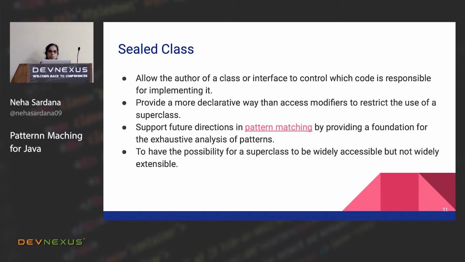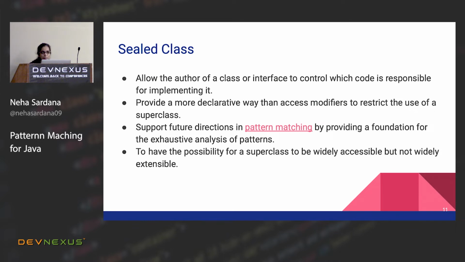But at times you don't want to declare every class as final. You want it to be extended, but not by everyone. You want to control that. And also there's another principle, composition over inheritance, going on here. So that's where it also supports it. The third one: support future directions in pattern matching by providing a foundation for exhaustive analysis of patterns. We'll see that in the last few slides.